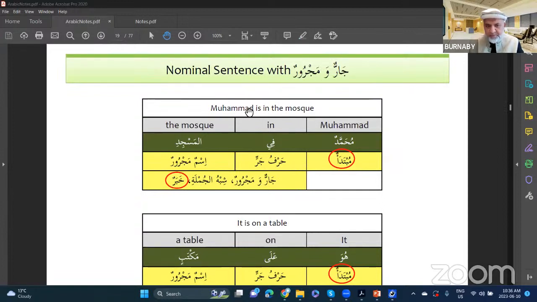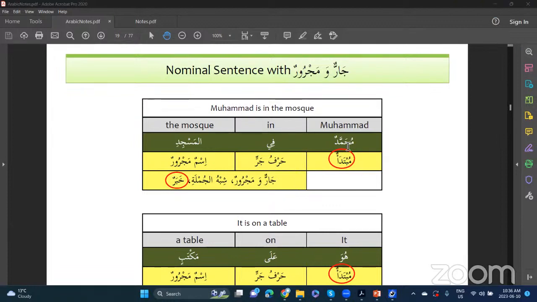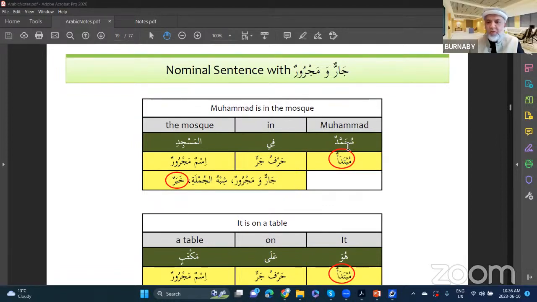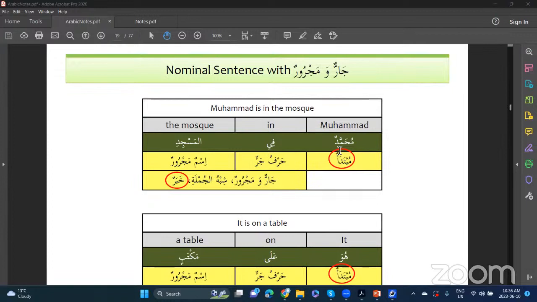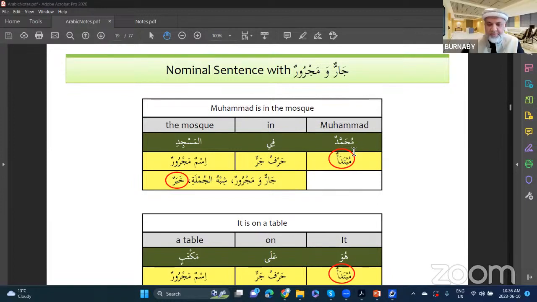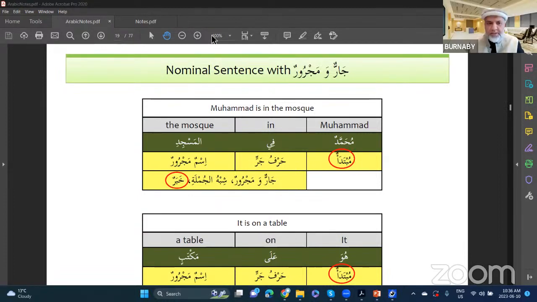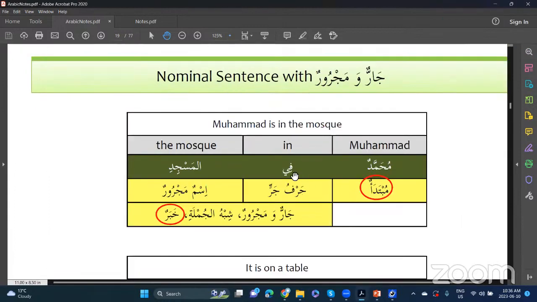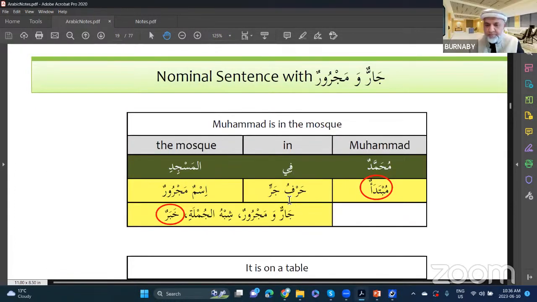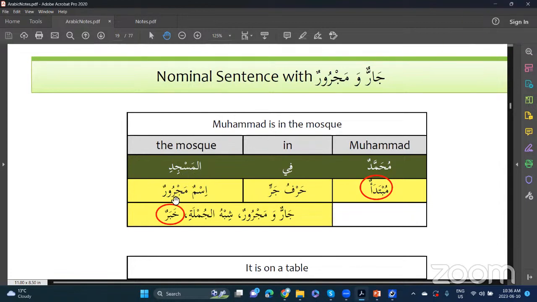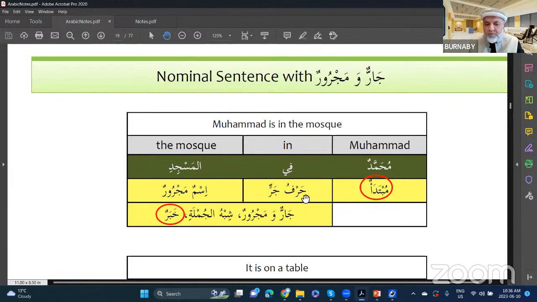So if the sentence is "Muhammad is in the mosque," is this a nominal sentence? Yes, because it starts with Muhammad, and Muhammad is a noun. Is Muhammad a proper noun? A proper noun means it's a ma'rifa. And is it rafa? Muhammadun. So that becomes my mubtada. And then is fee a harf jar? Yes. And is al-masjidi an ism majroor? Yes. So that is why it is known as jar majroor, which is murakkab-e-jari.